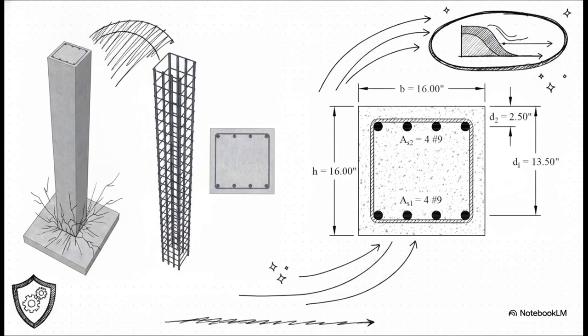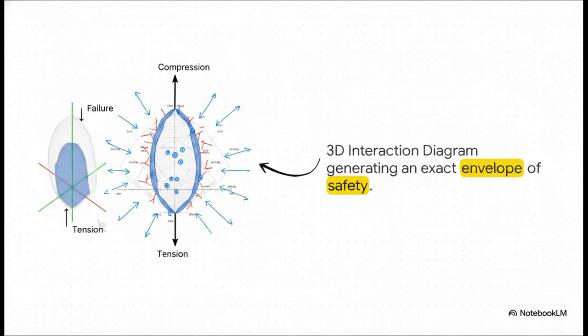But here is the million-dollar question. How do we accurately predict exactly when and exactly how a column like this will fail when it's subjected to varying loads and bending moments? Well, we have to map its strength dynamically. And this brilliantly illustrates the solution.